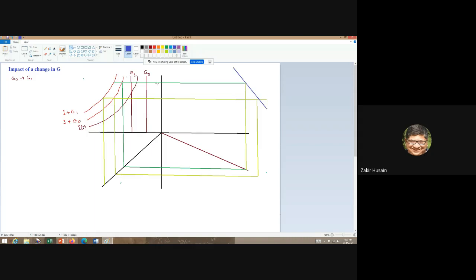So this is the original IS curve. Okay. Now, if we take the fresh IS curve, we are taking the same interest rate. I'm deliberately changing it a little bit.